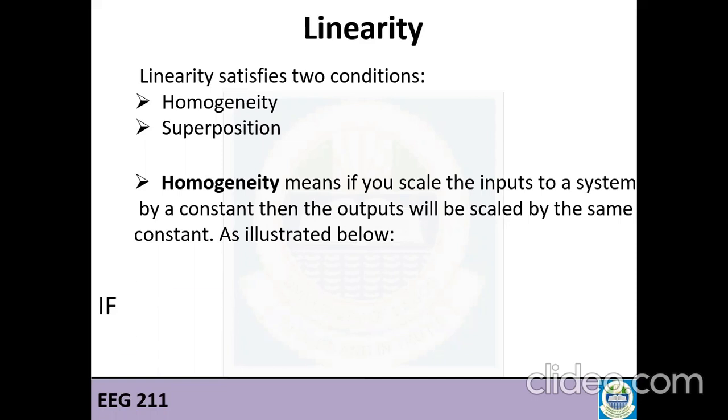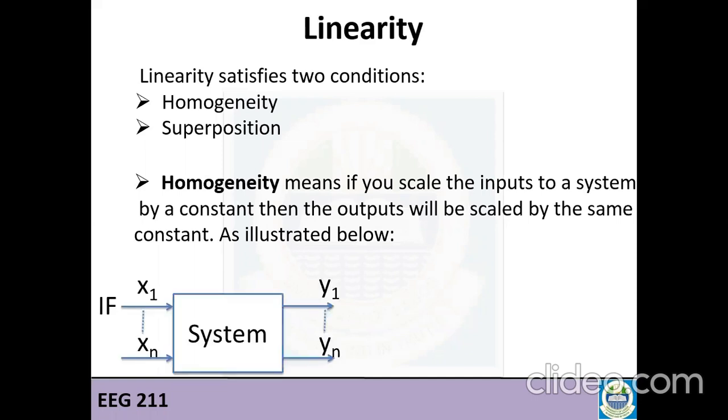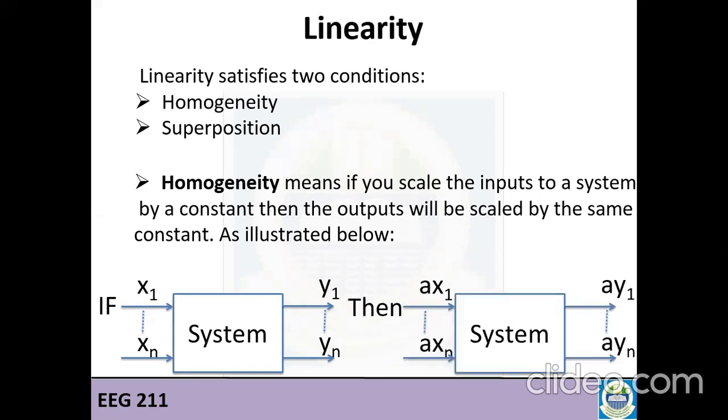If the inputs to a system are given by x1 to xn, and the output from that system is y1 to yn, then if such a system satisfies the homogeneity condition, if you scale the input by a constant a, which is defined by ax1 to axn, then the output should be ay1 to ayn. Then such a system satisfies the homogeneity condition.